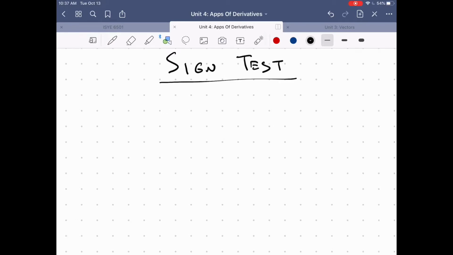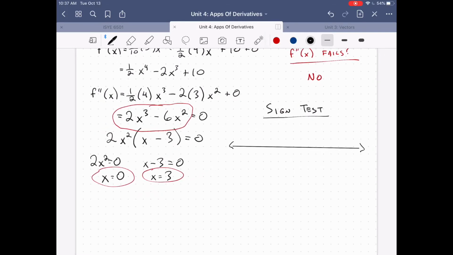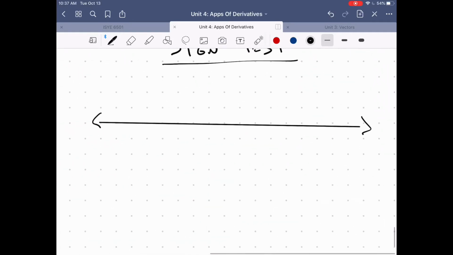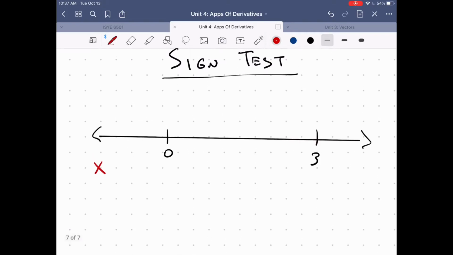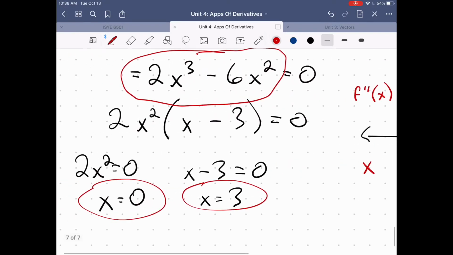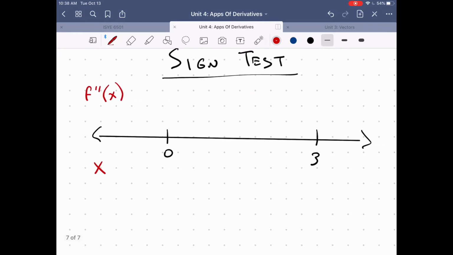To do a sign test, you want to draw a number line, and then plot all the critical values that we found on the number line. We only have two critical values, x equals 0 and x equals 3. So I'm going to put 0 over here, 3 over here. On the bottom, I'm listing values of x. And then above the number line, I want to list attributes of f double prime of x. We found that whenever x was equal to 0 or x equals 3, f double prime of x was equal to 0. So I'm going to put a 0 above the 0, and a 0 above the 3.